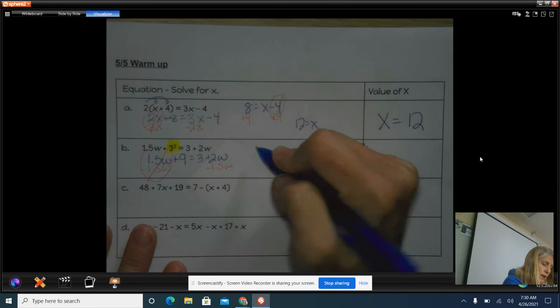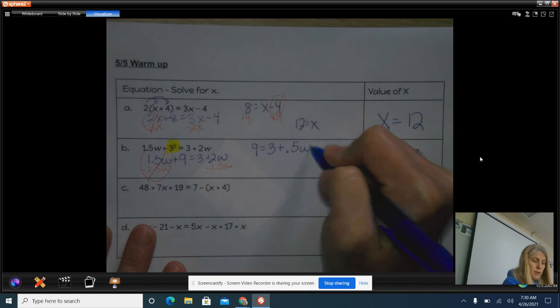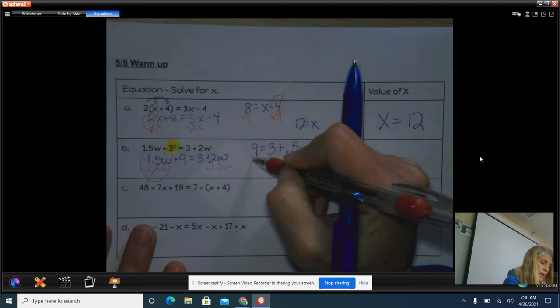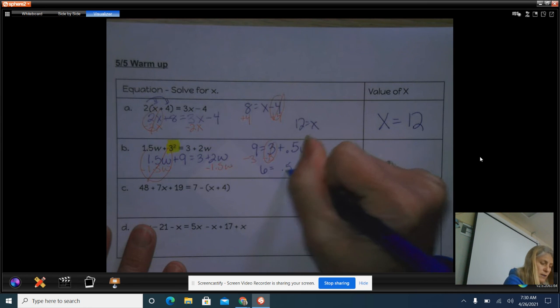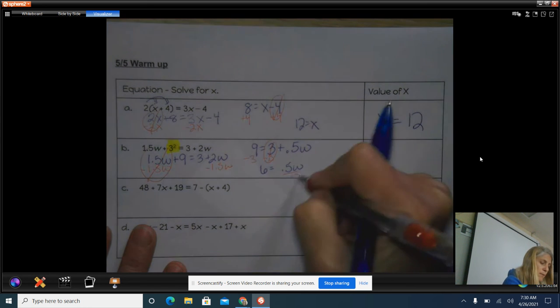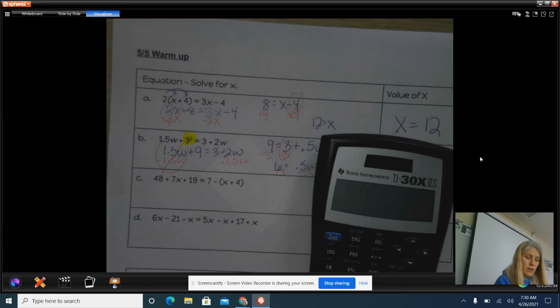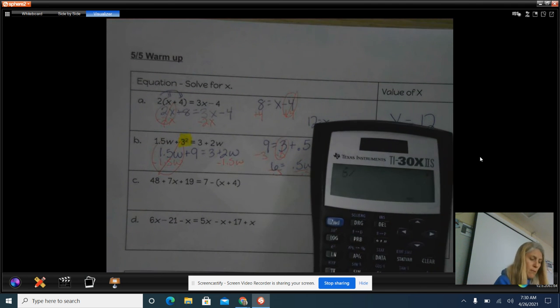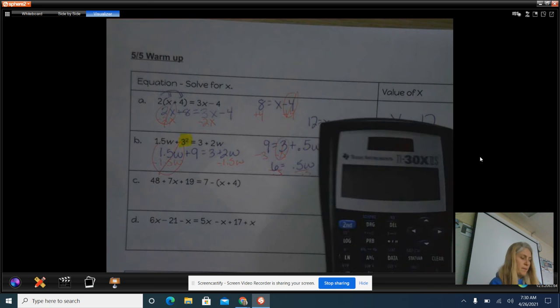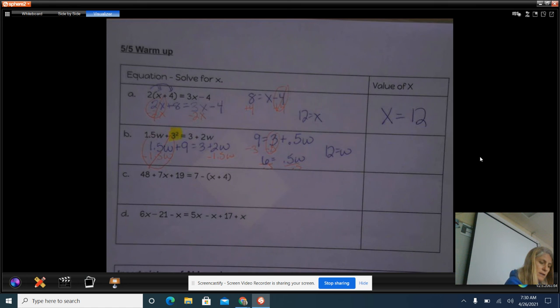And that leaves me with 9 is equal to 3 plus 0.5w. I'm going to subtract 3 from both sides. And I have 6 is equal to 0.5w. Divide both sides by 0.5. And once we start dealing with those decimals, it's nice to just double check your answer with your calculator. So we have 6 divided by 0.5, and that, of course, is 12. So 12 is equal to w. So in this case, our answer, w, is equal to 12.